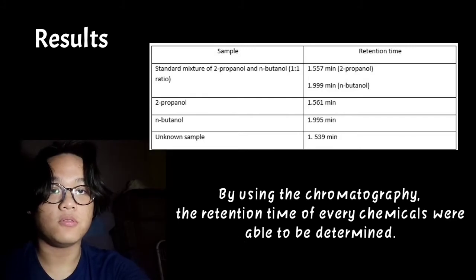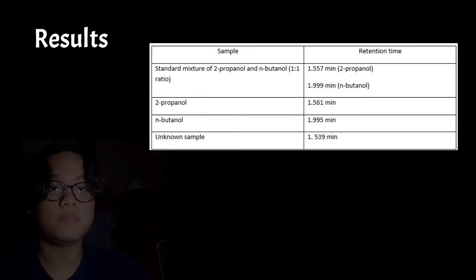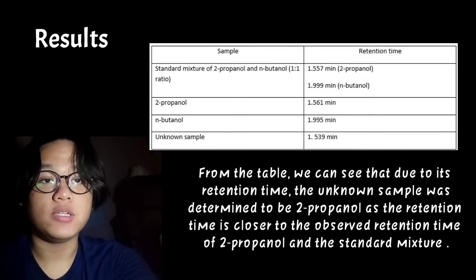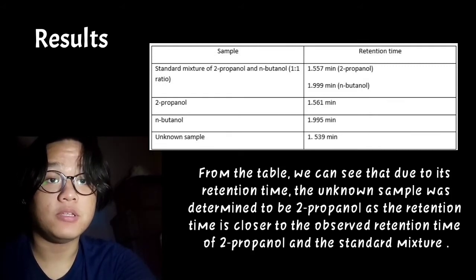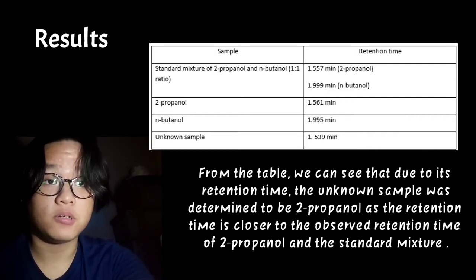By using chromatography, the retention time of every chemical was able to be determined. From the table, we can see that due to its retention time, the unknown sample was determined to be 2-propanol, as the retention time is closer to the observed retention time of 2-propanol in the standard mixture.